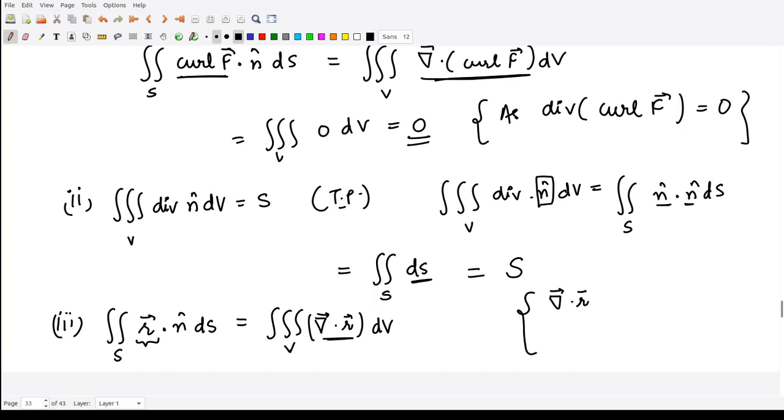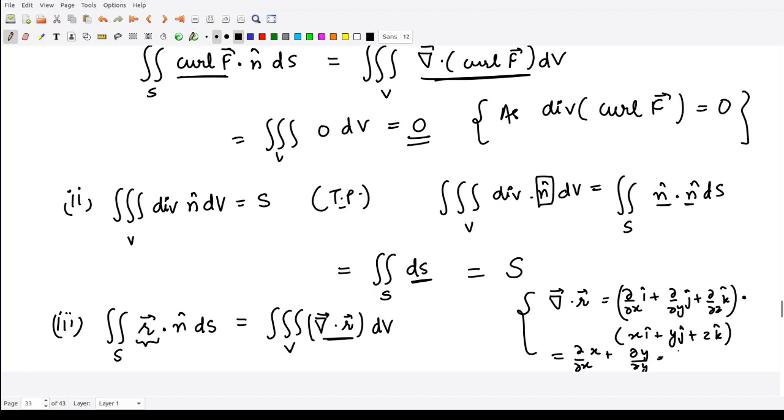Del dot r vector. So what is del? Del by del x i cap plus del by del y j cap plus del by del z k cap, dotted with r vector. What is r vector? It is x i cap plus y j cap plus z k cap. So when you take this dot product, it would be del by del x of x plus del by del y of y plus del by del z of z.